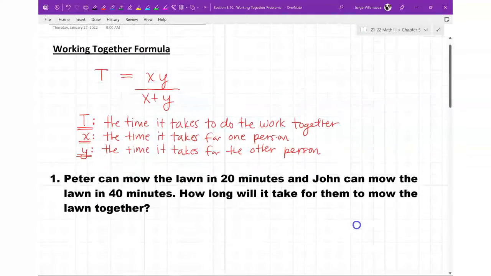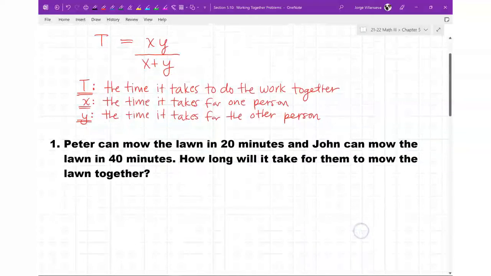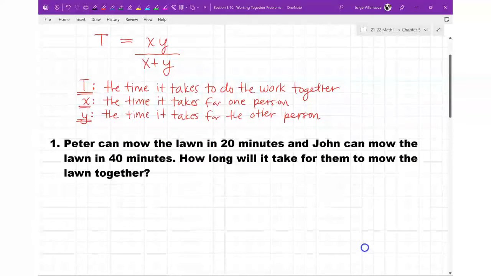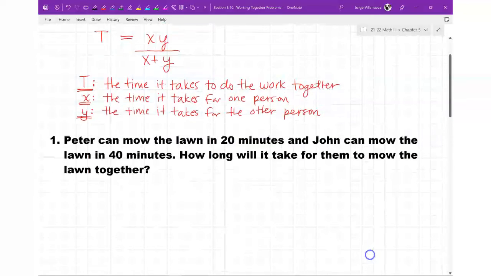So I'll give you about a minute, or 2 minutes. I'm going to pause the video to write this down. So go ahead and do that if you want. If not, just hold on.